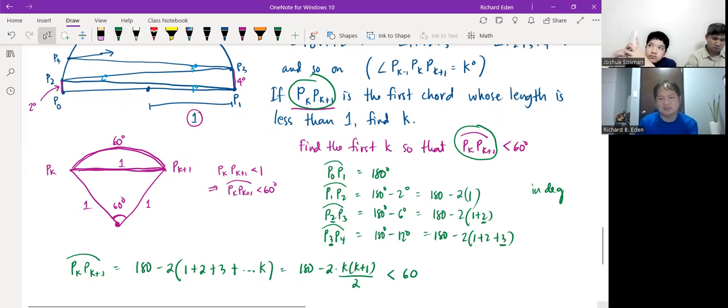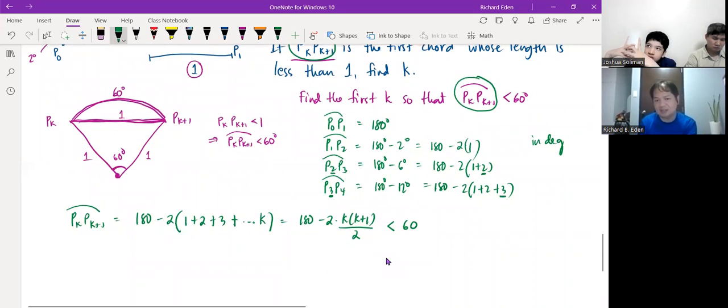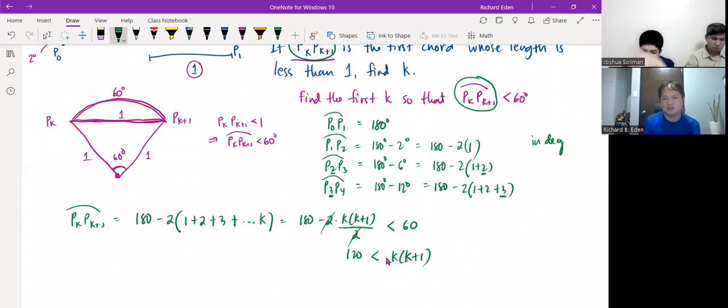So now that we've converted into this algebraic inequality, it becomes a little bit more straightforward. 120 is greater than k times k plus 1. Yeah, because these two cancel. 180 minus 60 is 120. Now we are looking for the value of the integer k. k and k plus 1 are not the same, but they're close to each other.